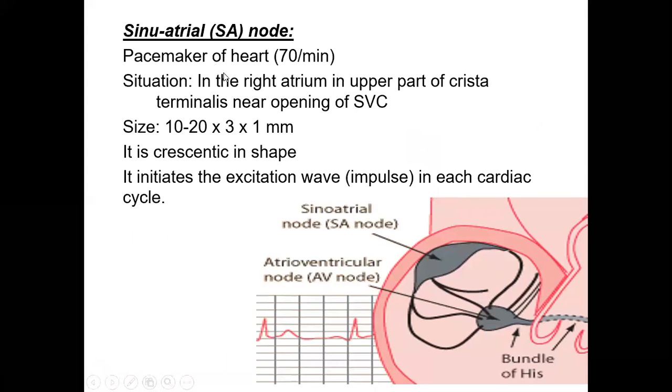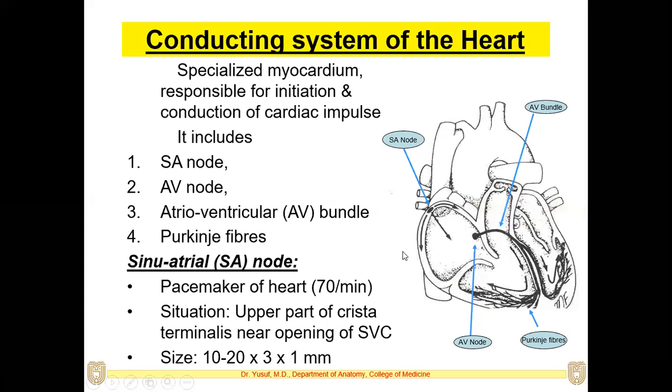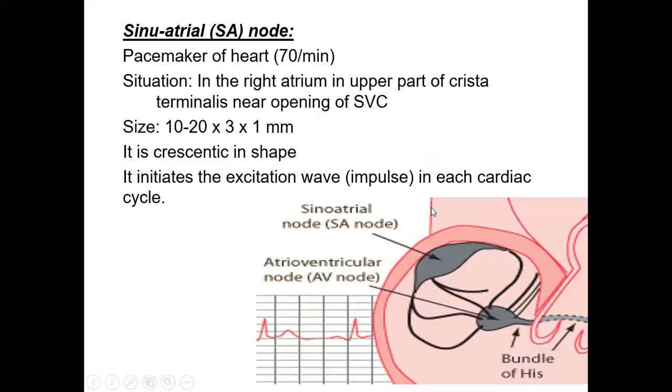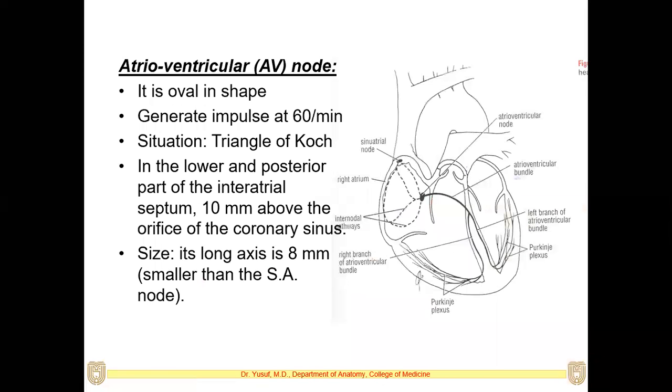So this is where the SA node is present, at the opening of the superior vena cava and the beginning of the crista terminalis. This is the site where you can trace it. If there is any damage to that, if you want to trace it, this is how you can trace it, on the crista terminalis near the opening of the superior vena cava. It is crescentic in shape. As you can see here, it looks crescentic. It initiates the excitation wave impulse in each cardiac cycle. Every cycle, the electrical wave is produced from this SA node, sinoatrial node.